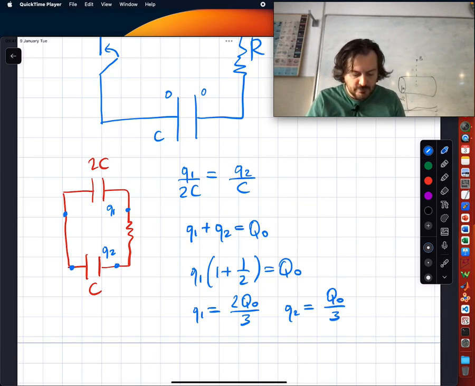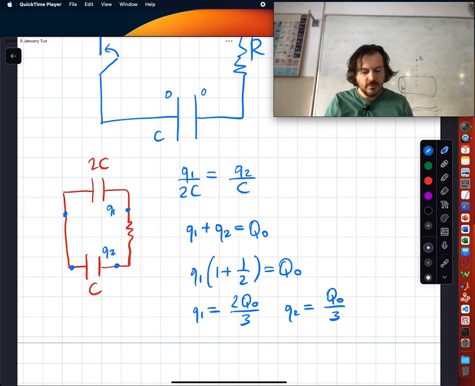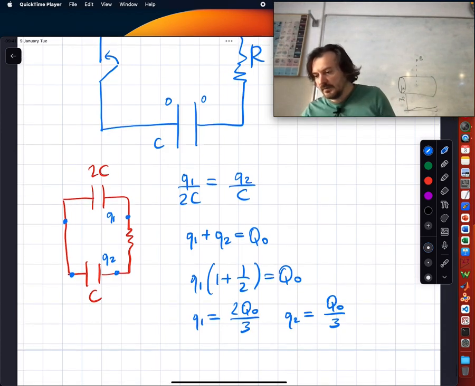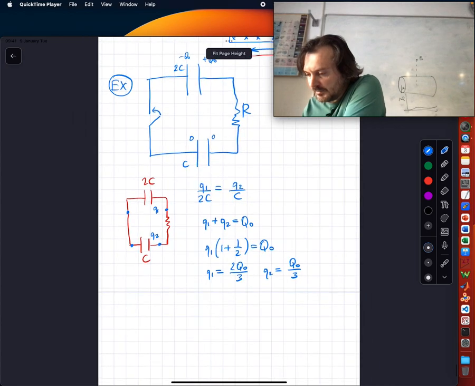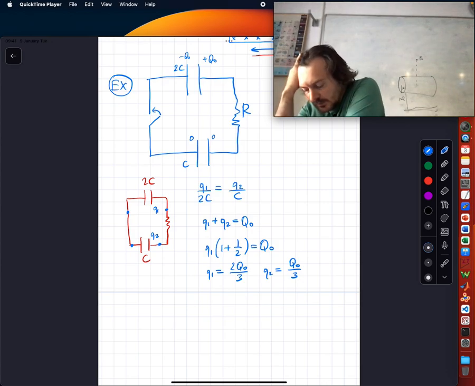Do you have any questions at this point? What is the current in the loop as a function of time for t greater than 0? What is the current in the loop? This is a rather simple system, so we can figure out the current in the loop.